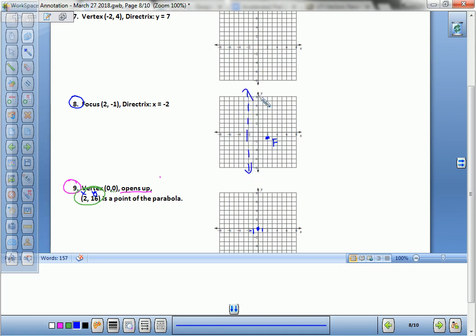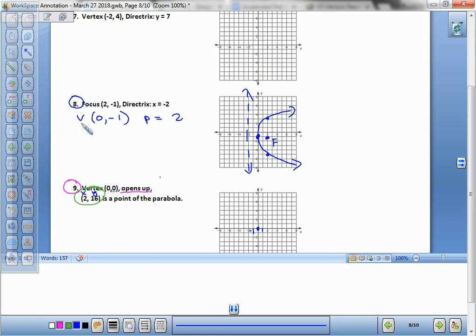All right. The vertex has to be halfway in between. By definition, the distance from the vertex to the directrix and the vertex to the focus is the same. So it has to be halfway. (0, negative 1). So the vertex is (0, negative 1). Which way is this one going to open? Up, down, left, right? Right. Okay. This distance p is what? 2. So I would double it, and I would go up 4 and down 4. And there's a graph.